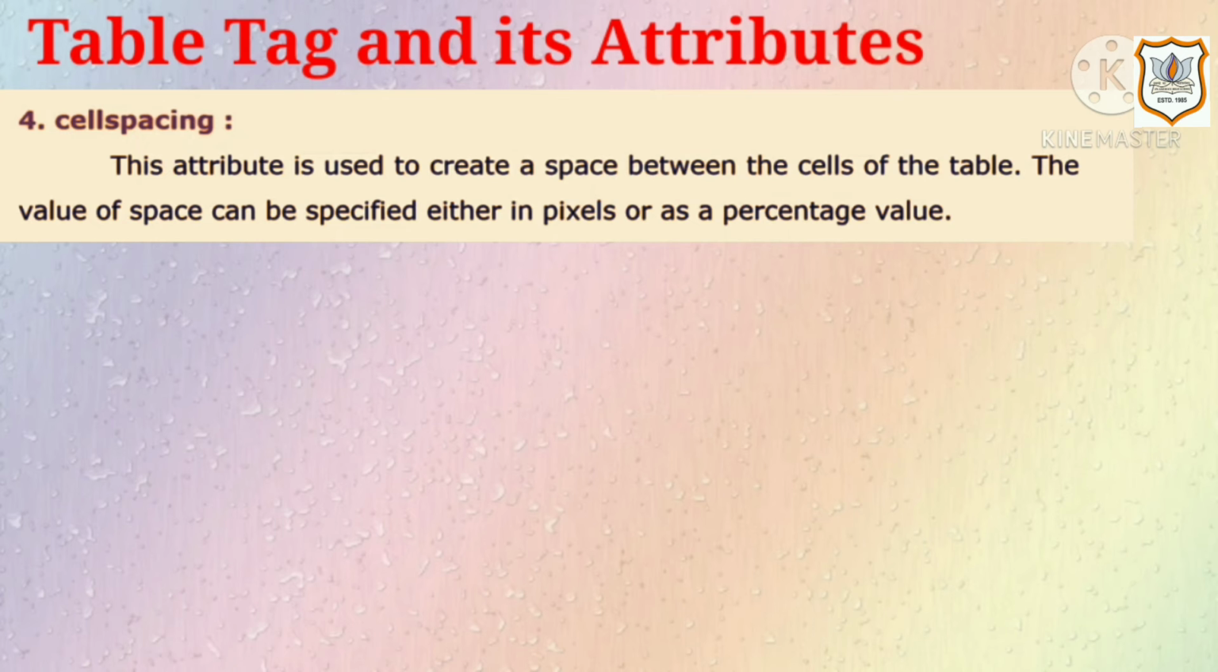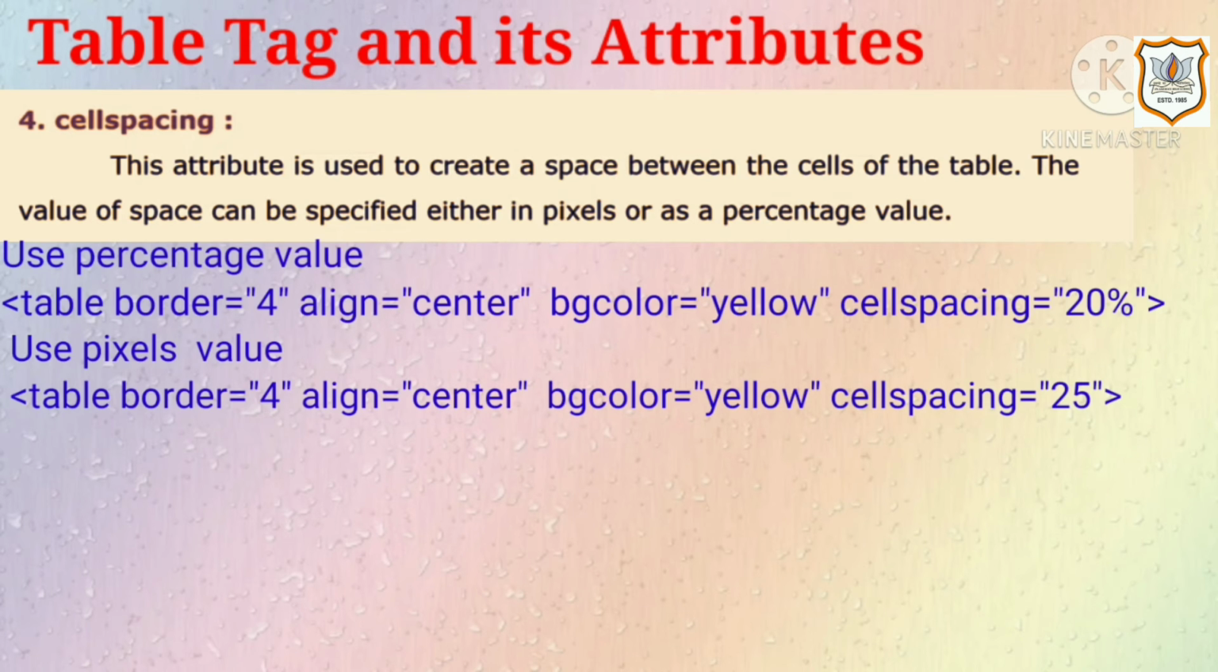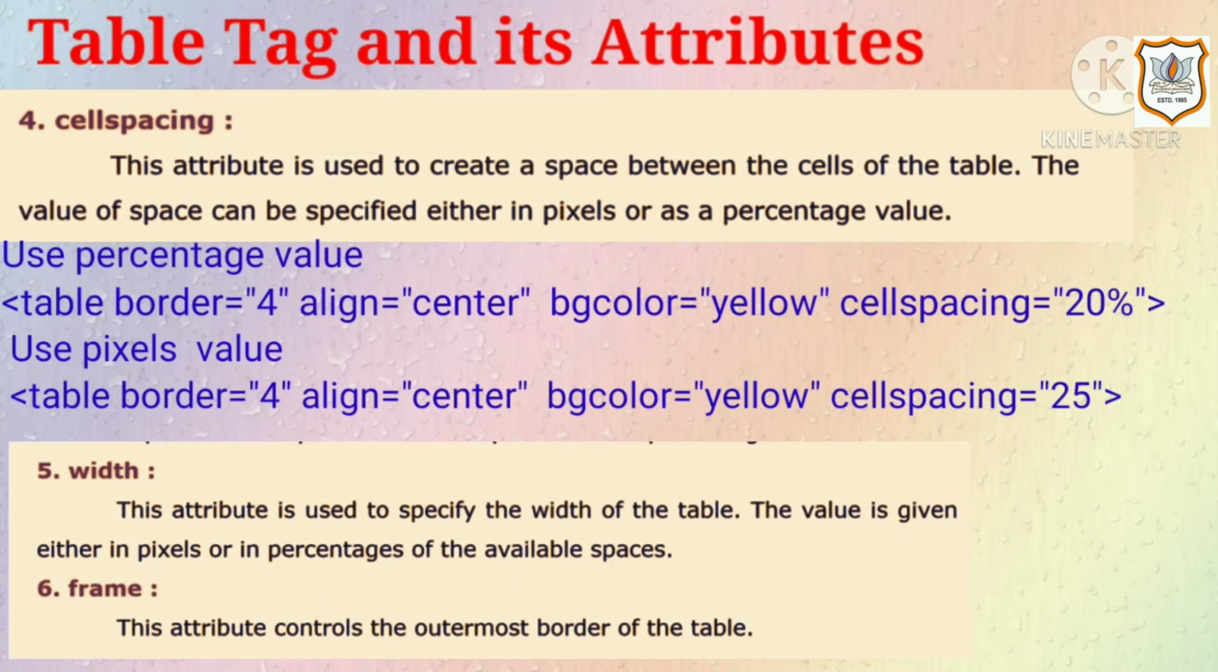Next attribute is cell spacing attribute. Cell spacing attribute is used to create a space between the cells of the table. The value of a space can be specified either in pixels or as a percentage value. Next one is width. Width attribute is used to specify the width of the table. The value is given either in pixels or in percentages of the available space.